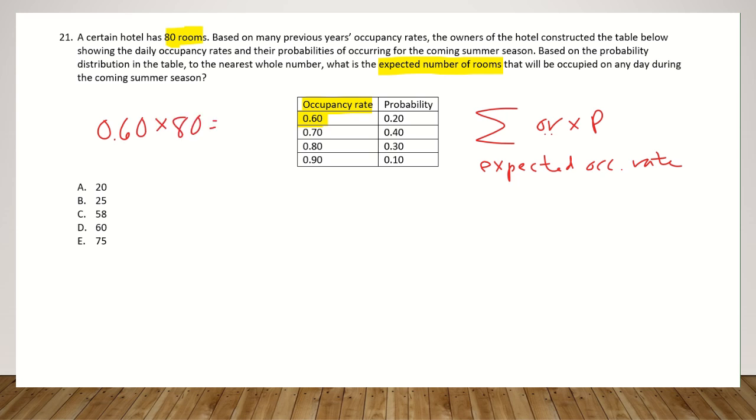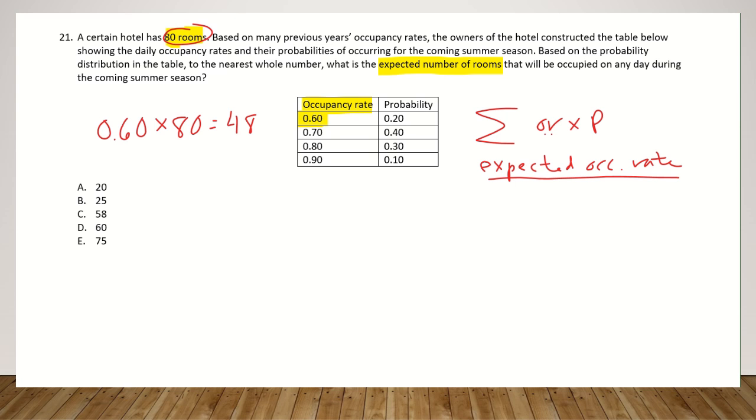to figure out how many rooms would be occupied, right? And that would be 48 rooms. Okay, so what we're going to do is calculate our expected occupancy rate and then multiply that by 80 rooms to get the expected number of rooms. Okay?